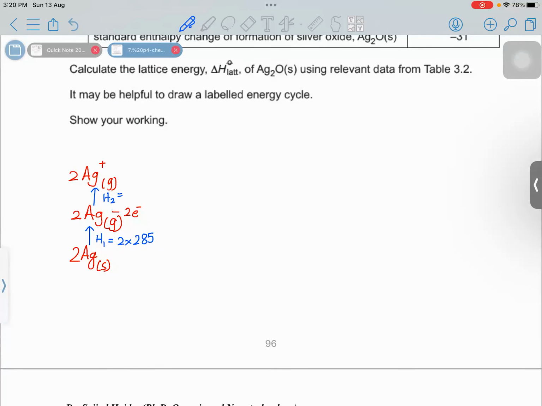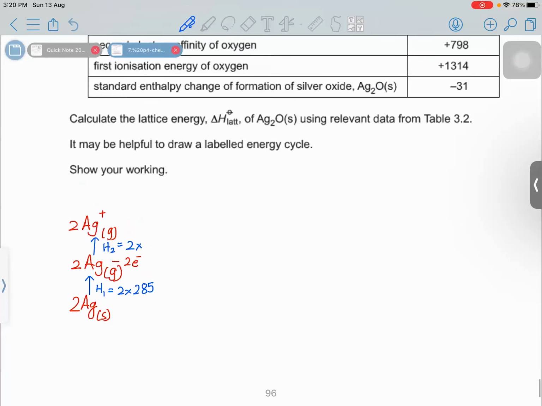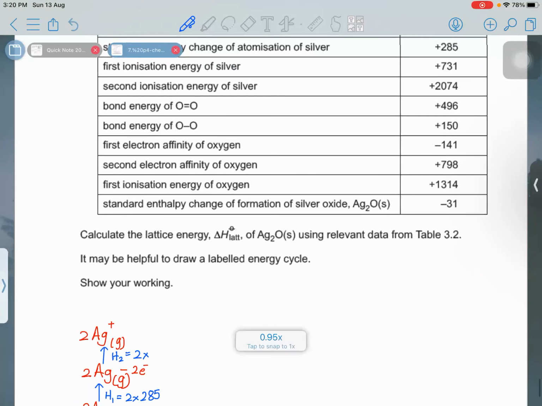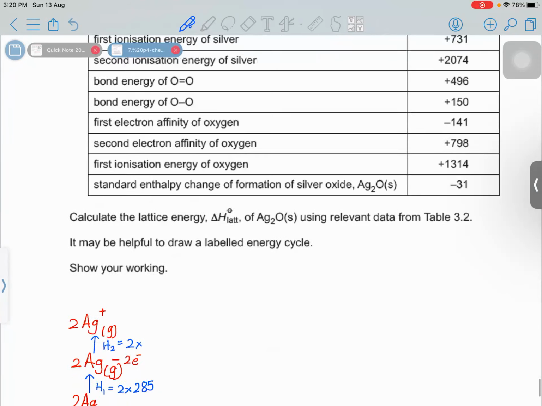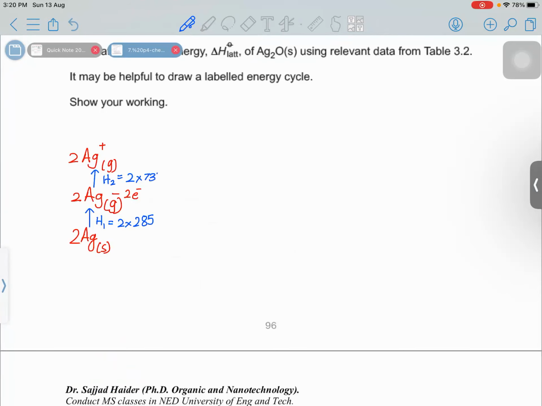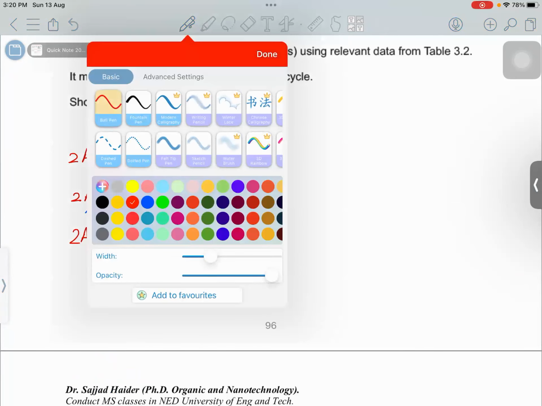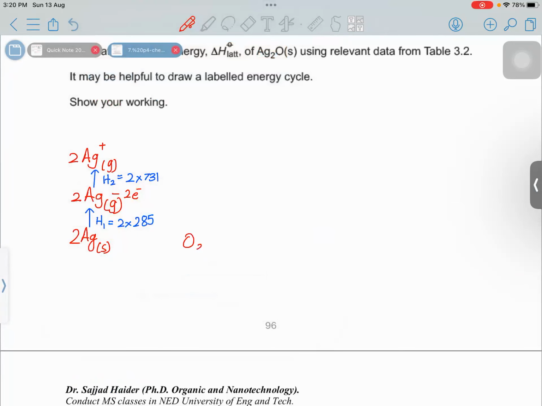Can you name this energy? 2 times first ionization energy of silver. Can you tell me the value? 731. Okay. Now, oxygen. How many oxygens are given in your question? 1 oxygen. So you have to divide it by 2.